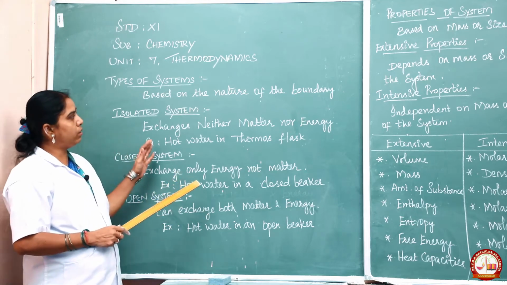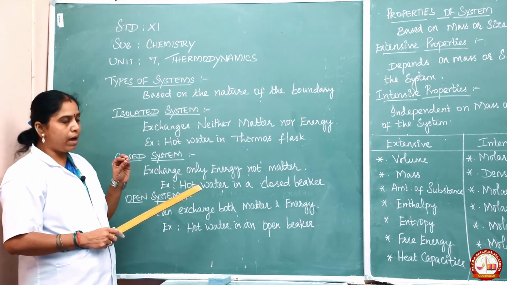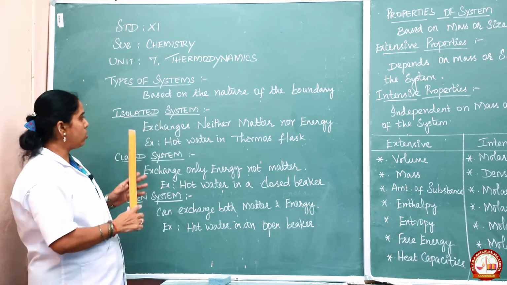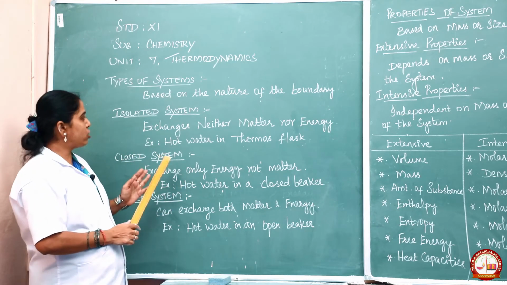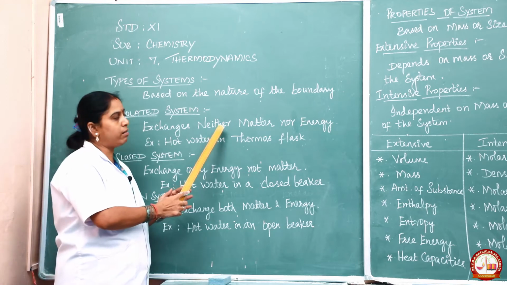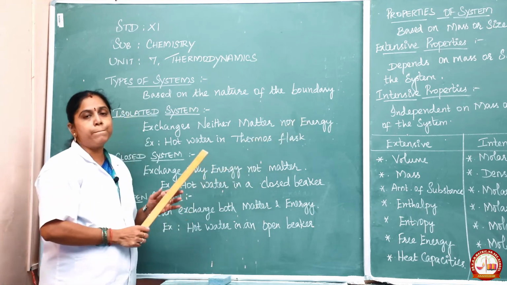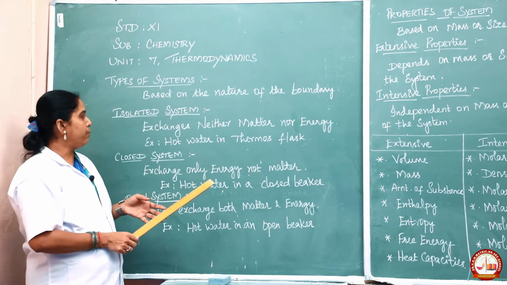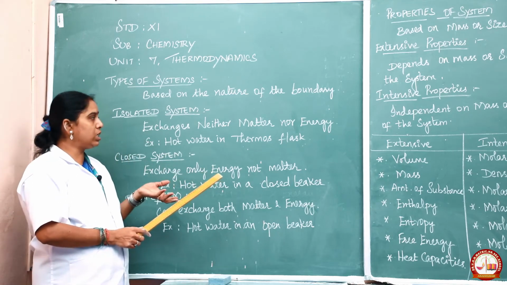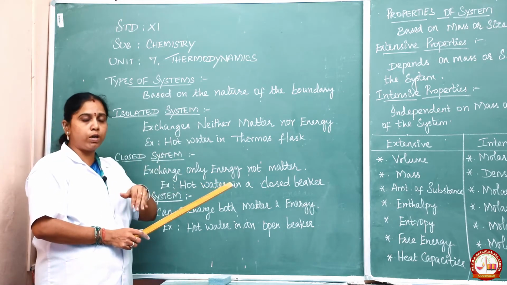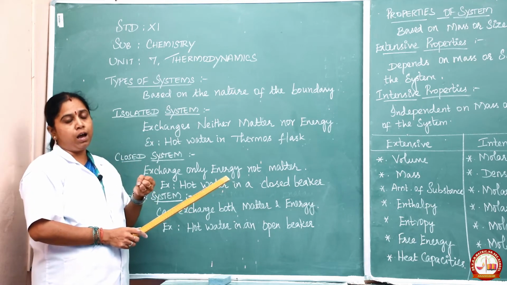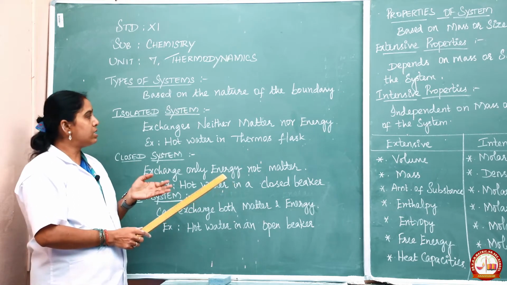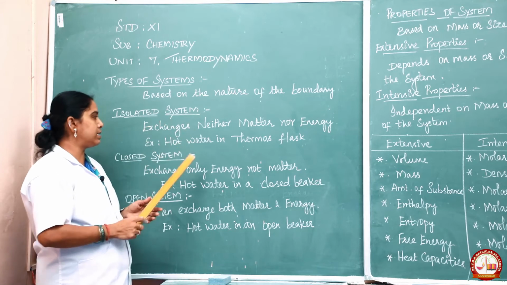To explain the types of system, we can have different examples. First we will concentrate on the isolated system. An isolated system is a system which can exchange neither matter nor energy. Matter in the sense we can say the amount of the substance, or the mass of the substance. So here it is neither exchanging matter nor energy with the surroundings, nor is it gaining any energy or matter from the surroundings. So there is no exchange at all. Such a system is said to be an isolated system.